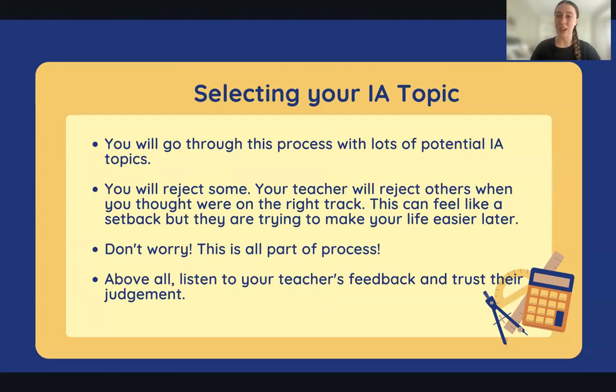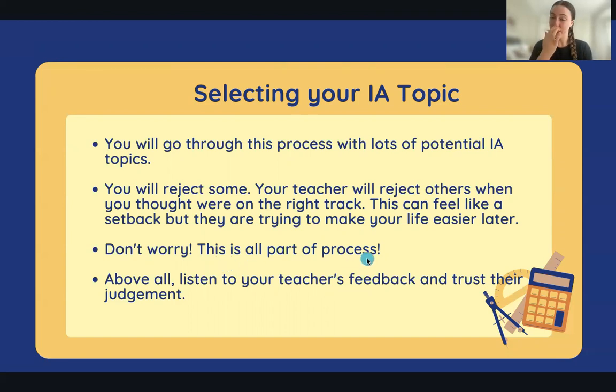Try not to get too attached to any IA topics before your teacher has approved them, because at the time, it can really feel like a setback. Like, I just spent 5 hours researching this. Why did they reject my topic? But when you think about the 30 hours, and often more than 30 hours, that you're dedicating to your IA overall, then to get a not so great topic rejected at the start is actually going to make your life way easier earlier. So your teacher is really doing you a kindness if they reject your topic, if they don't think that it's suitable. So don't worry, it's part of the process.